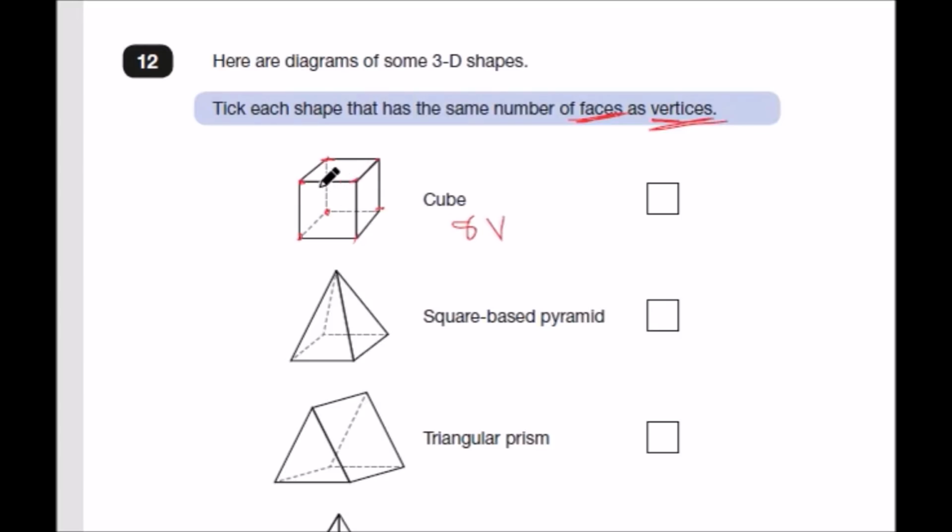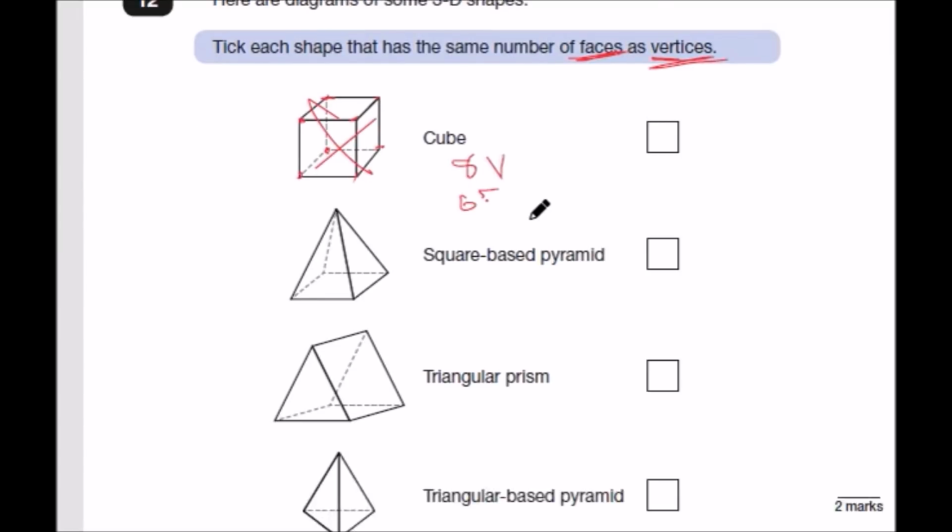Also, faces are the main areas, the main surface area. So for a cube we have 4 across and then 2 up and down, 1 up, 1 down. So we have 6 faces. So nope, doesn't have the same number.